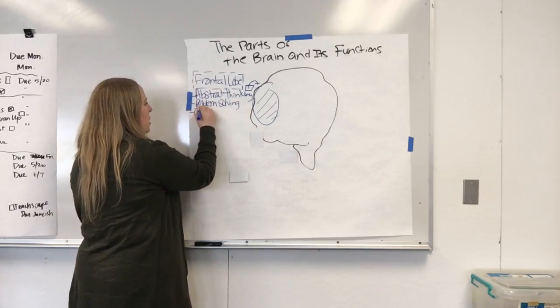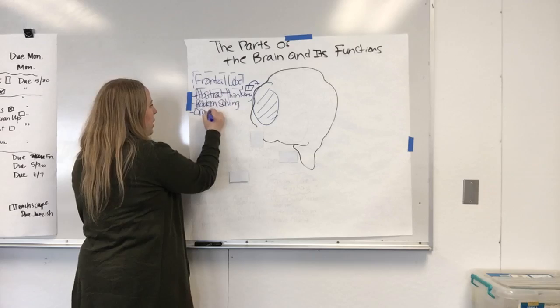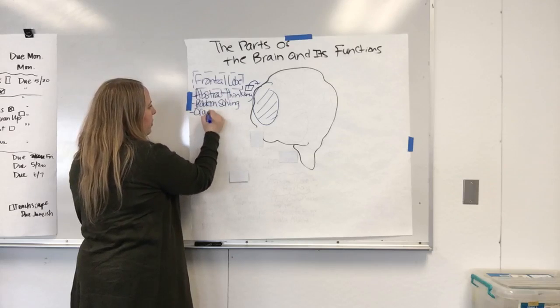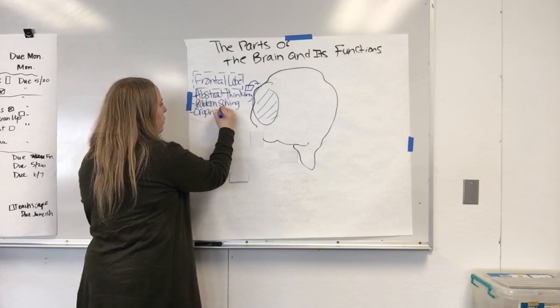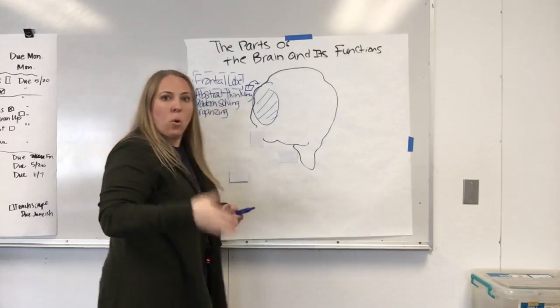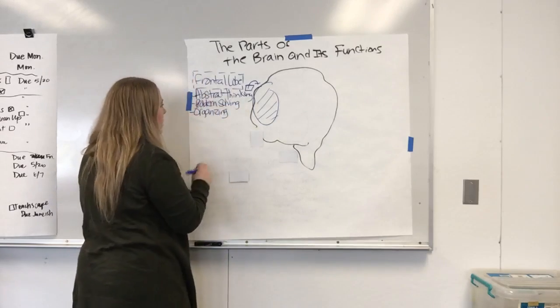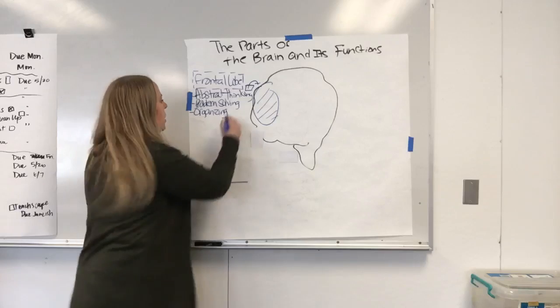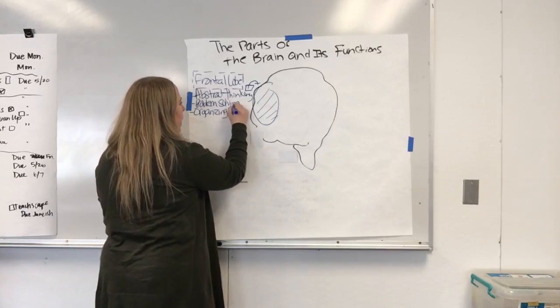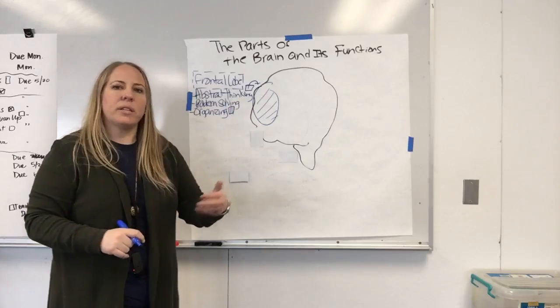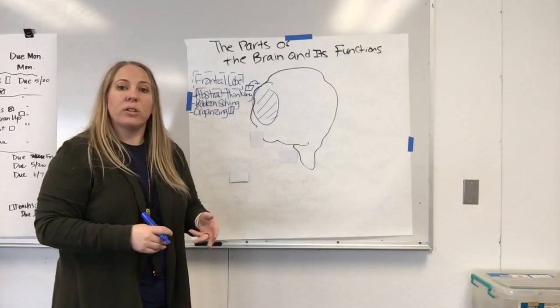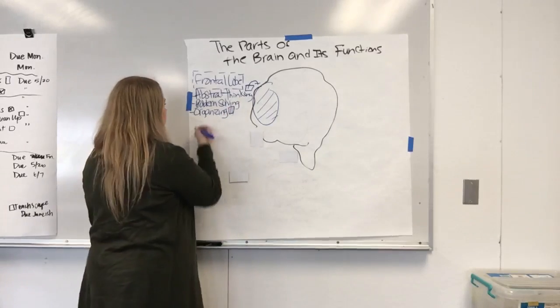Another part of the frontal lobe, another job, is it organizes. Everyone say organizes. Organizes. It does a lot of organizing for us. So think of that as like your file folders, right? We put things in different file folders and we organize that together.